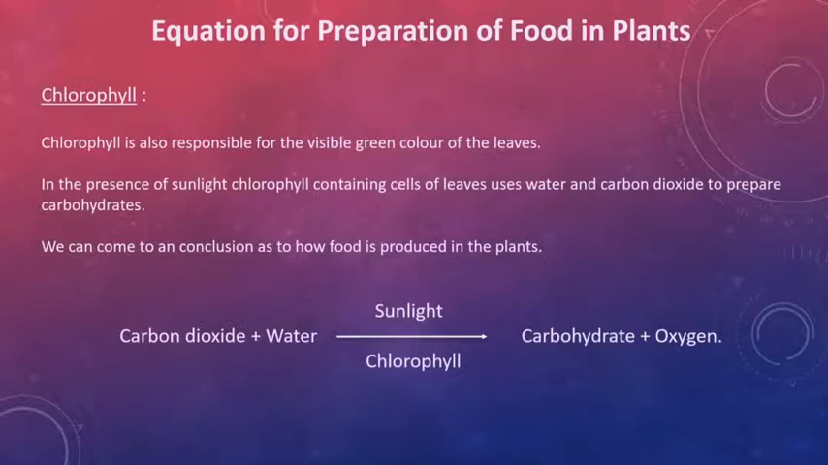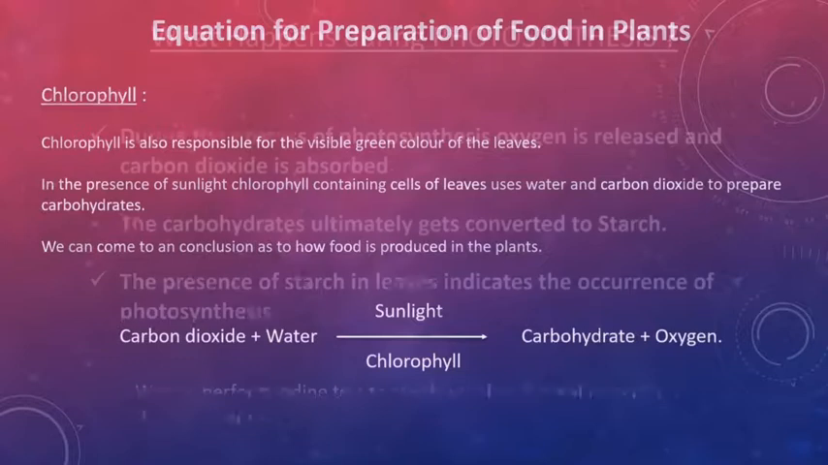We must also know that chlorophyll is responsible for the visible green color of the leaves. In the presence of sunlight, chlorophyll-containing cells of leaves use water and carbon dioxide to prepare carbohydrates. We can come to a conclusion as to how food is produced in plants: carbon dioxide plus water in the presence of sunlight and chlorophyll gives us carbohydrate and oxygen.